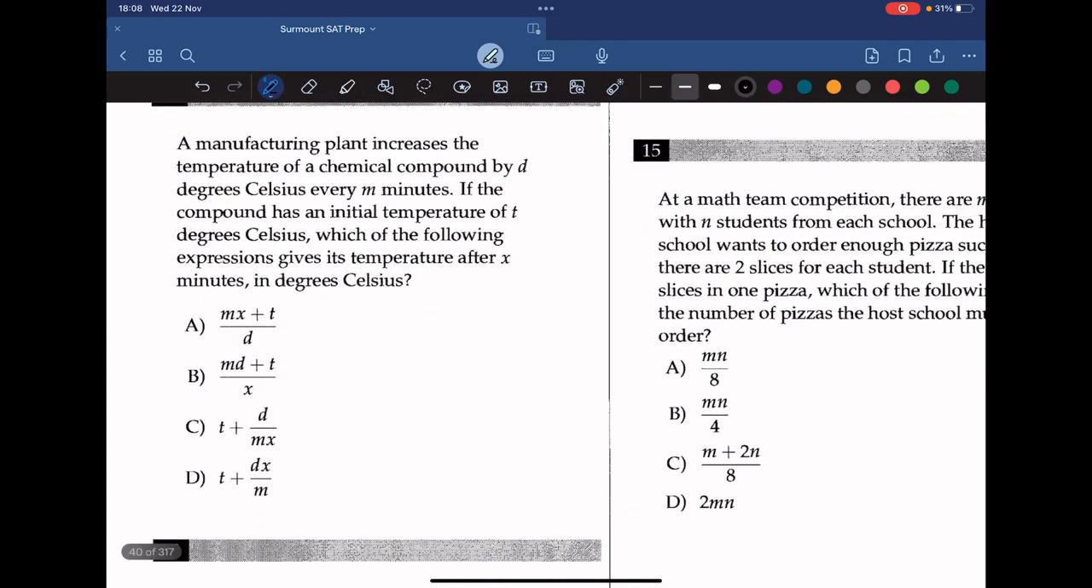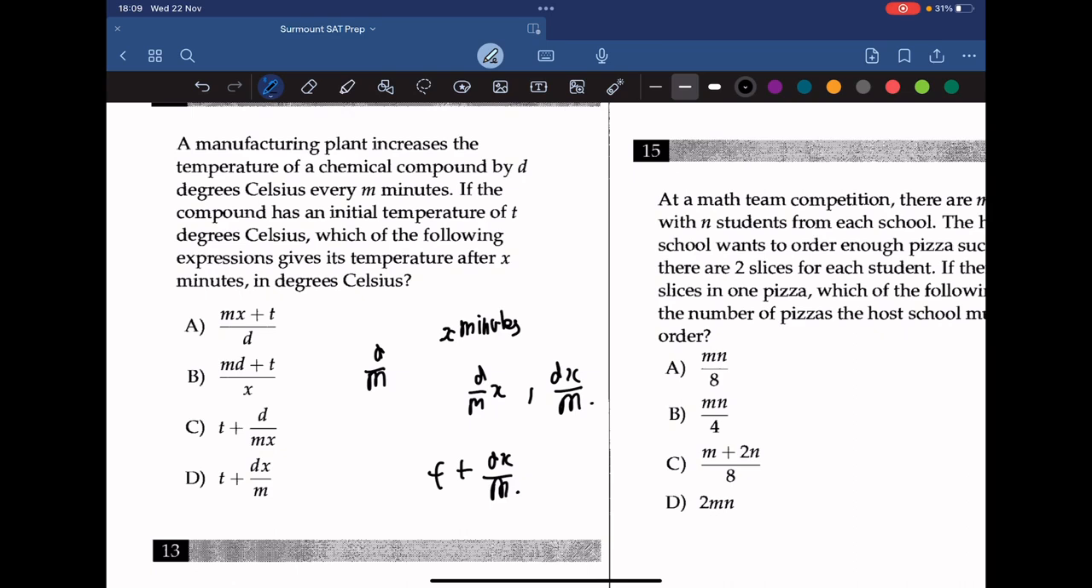Alright, a manufacturing plant increases the temperature of a chemical compound by D degrees Celsius every M minutes. If the compound has an initial temperature of T degrees Celsius, which of the following expressions give its temperature after X minutes, in degrees Celsius? So the compound's temperature increases by D over M degrees per minute, right? So after X minutes, the temperature increases by D over M times X, or we can write this as DX over M. So the final temperature is then T plus DX over M. So the answer should be D.